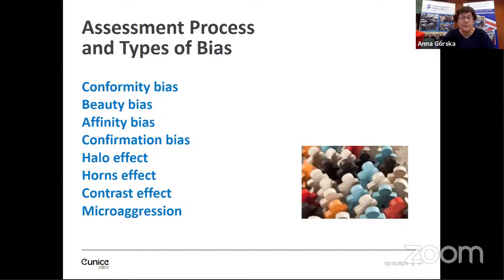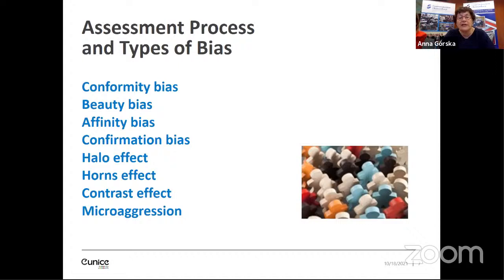Conformity bias is, for example, very often related to what we know as peer pressure. So very often we want to conform to what most people in a group say, we conform to how they behave. So even though our attitudes may differ from the attitudes of the whole group, we try to agree with them because we want to be like them, okay?